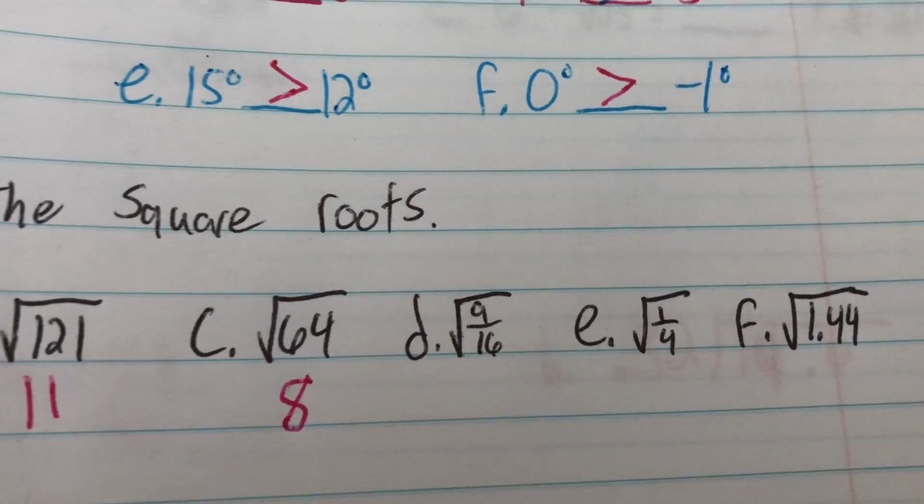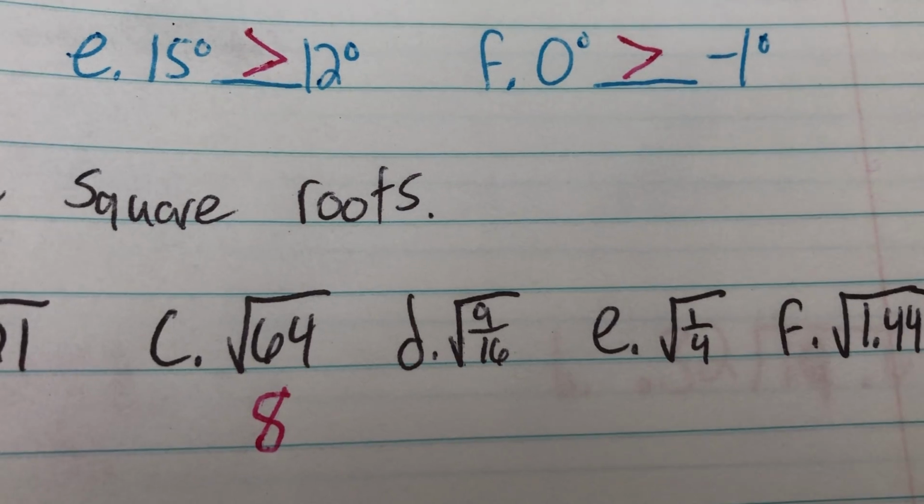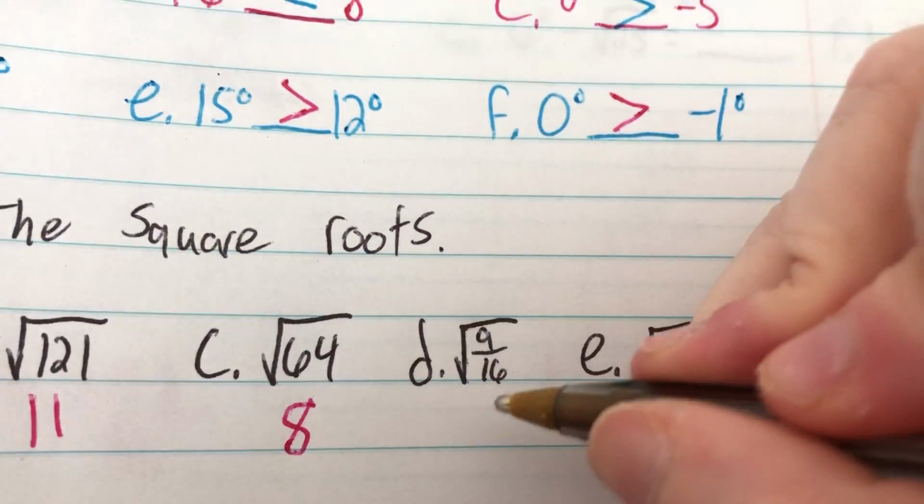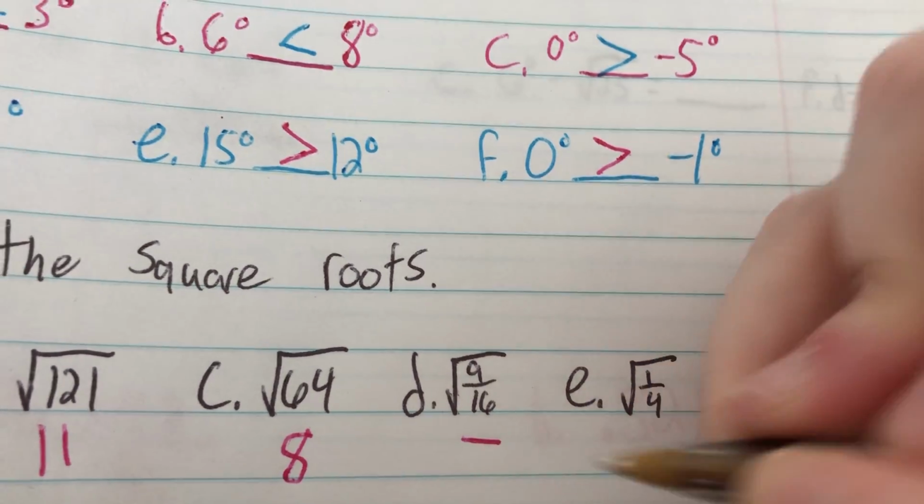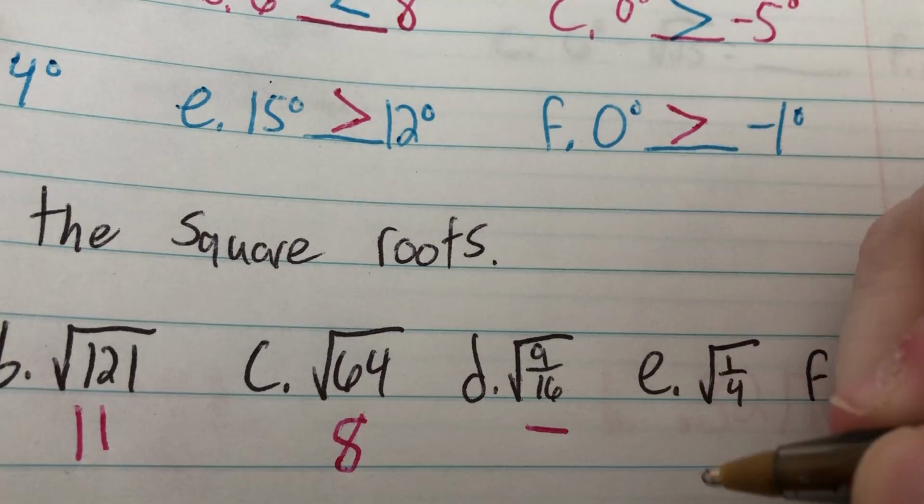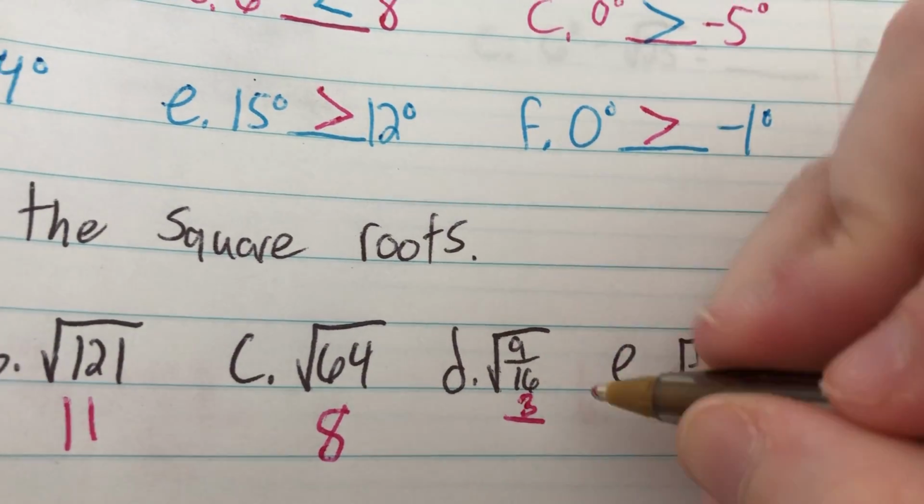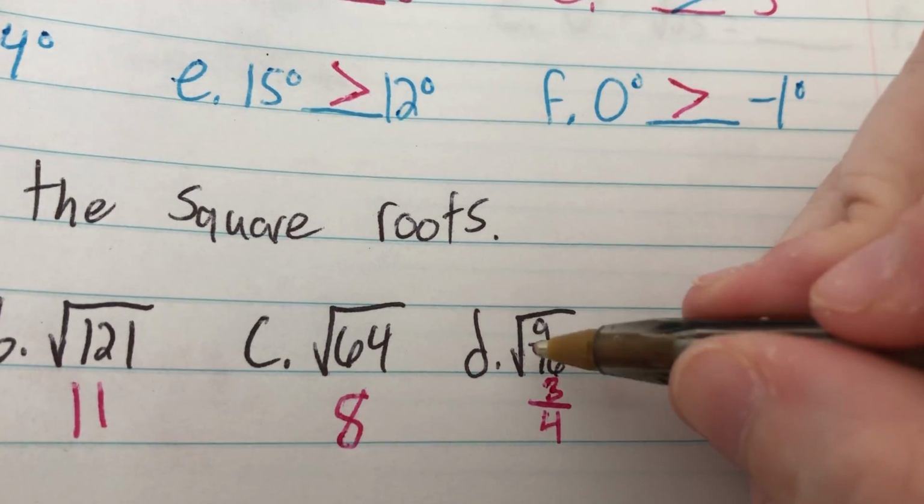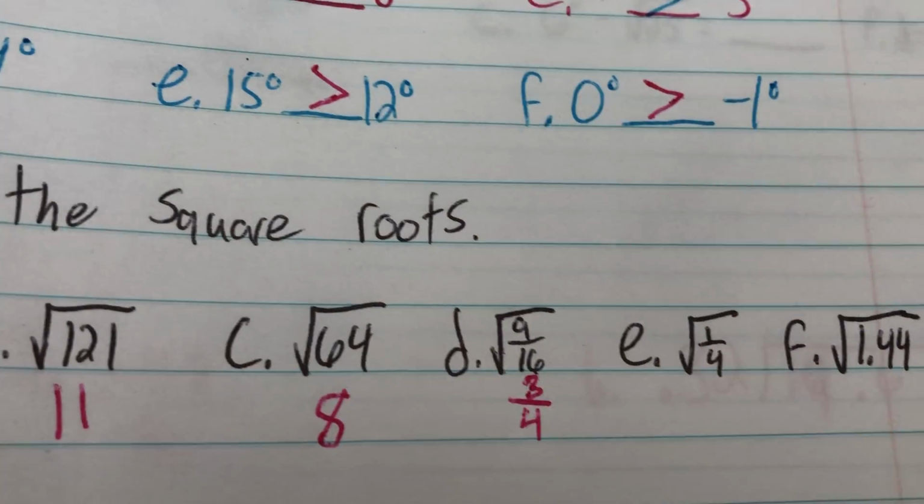D, we have a fraction, 9/16. Well, our answer is also going to be a fraction. And it's just like when we would square a fraction. So what times itself equals 9? Well, that's 3. What times itself equals 16? That's 4. So the square root of 9/16 is 3/4.